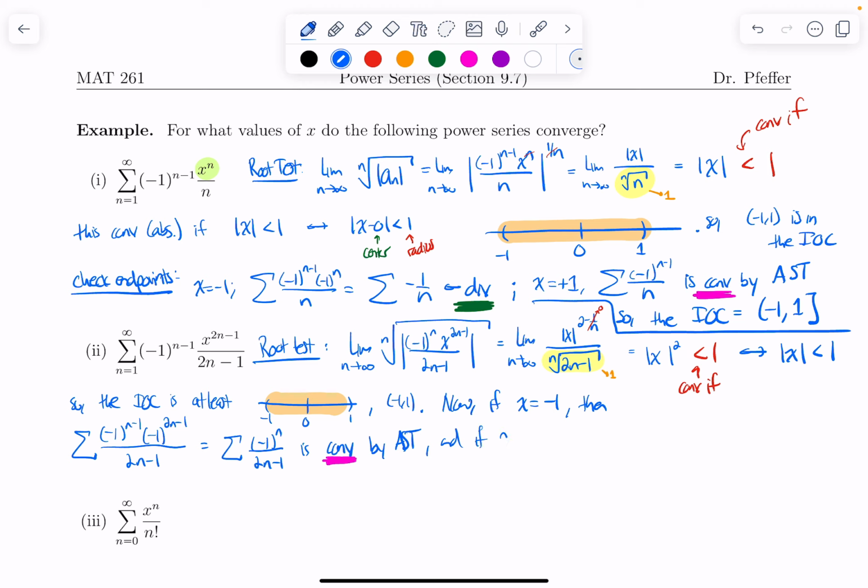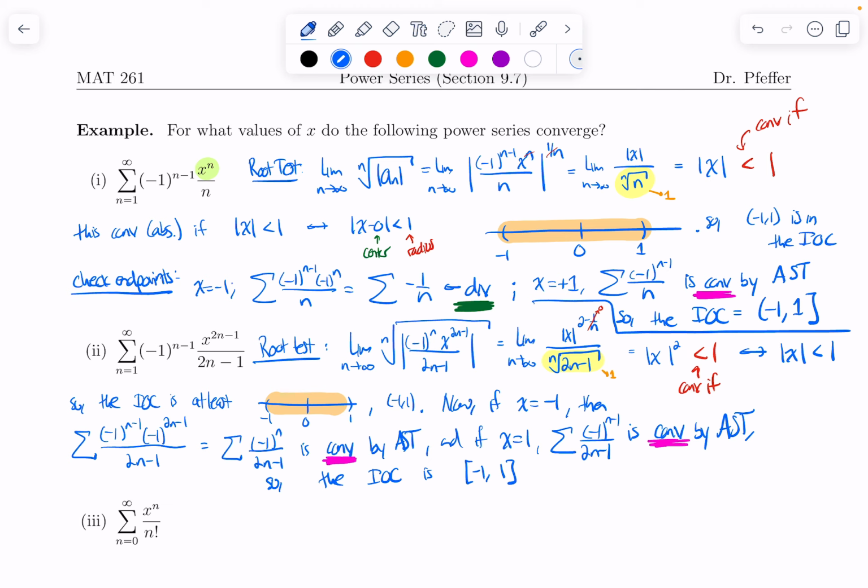And if instead we chose x to be 1, we get the series, it looks like (-1)^(n-1) over 2n-1. And it looks like here we're conditionally convergent again. We're convergent by AST. So that means that the interval of convergence is picking up both endpoints. So we're going to get bracket -1, bracket 1.